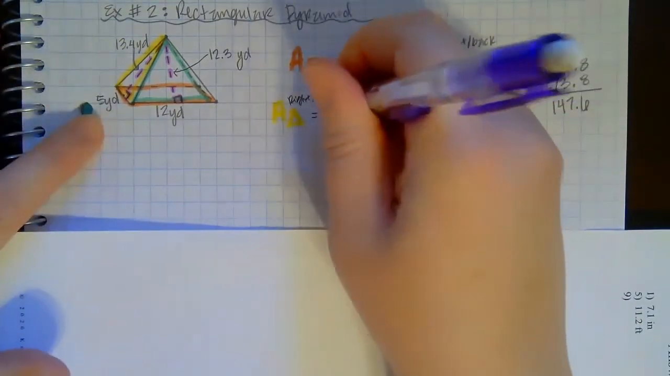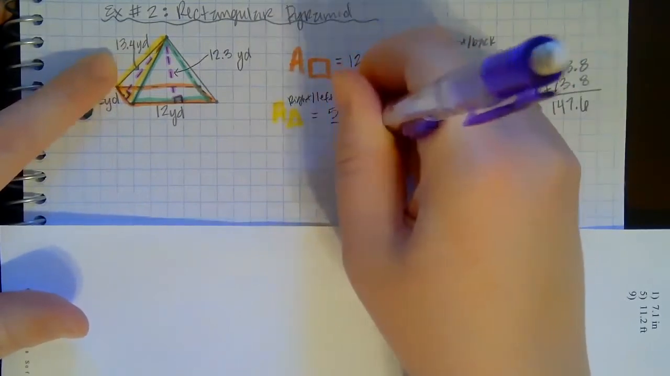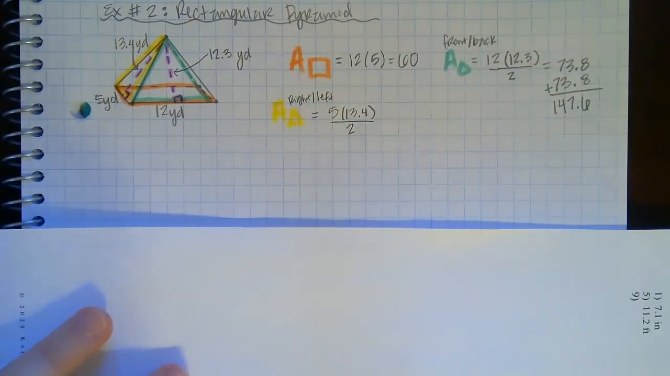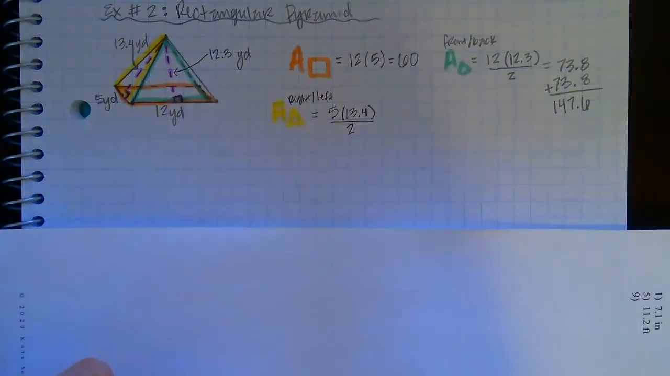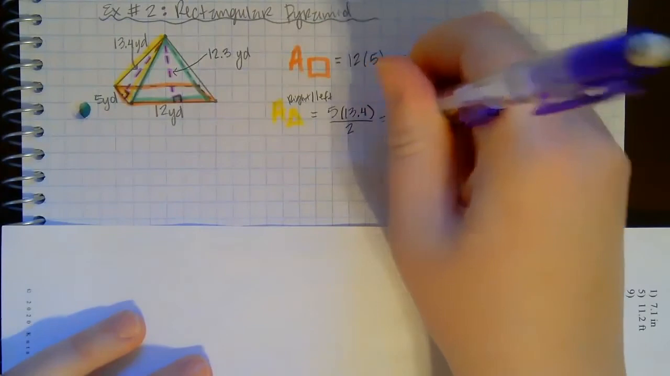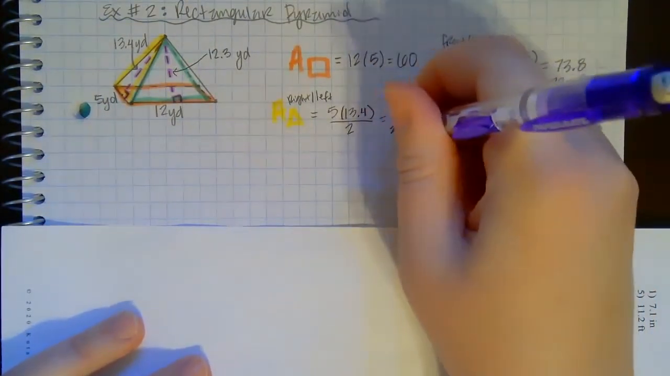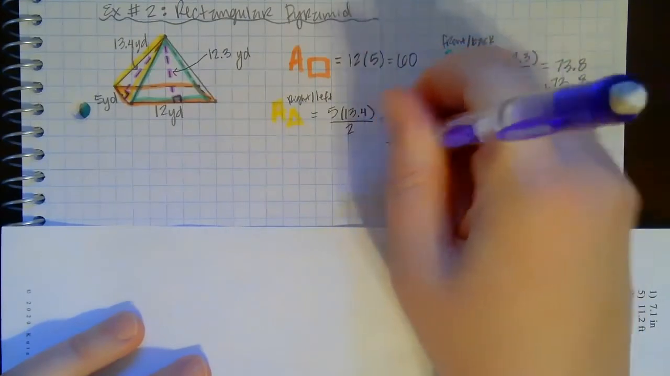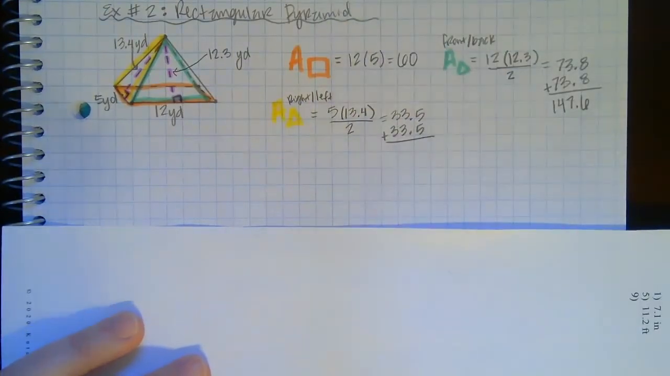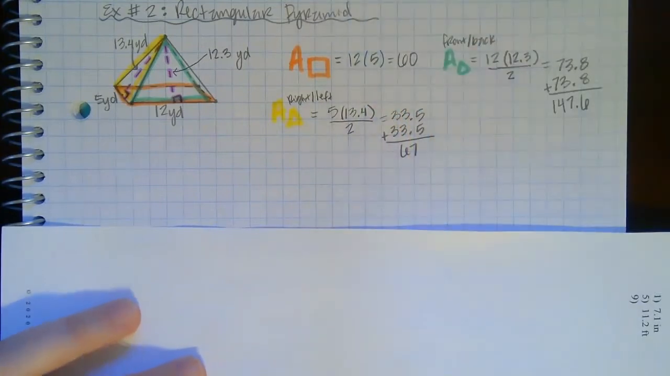So base, which is 5, times height, 13.4, divided by 2. So 5 times 13.4 divided by 2 gives me 33.5. And then remember, there's another one on the right side, so I have another 33.5. And so I get 67 for those two.